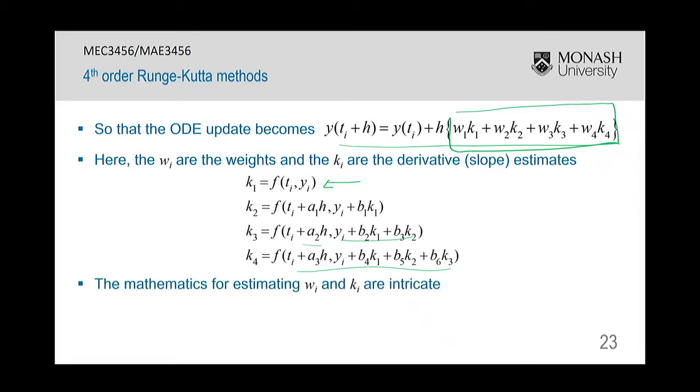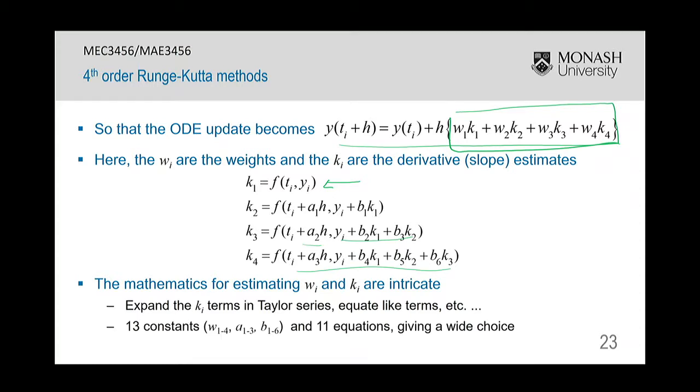The mathematics for estimating the weights and exactly where you calculate the K's is pretty intricate, and it's pointless going through that in this unit. It's not important that you know that. It's the same basic idea: you expand the K's in Taylor series, you equate like terms, etc. The 13 constants that we've created here result in 11 equations. So we have an enormously wide choice of how to satisfy this. In fact, we have an infinite number of different ways of satisfying these equations.